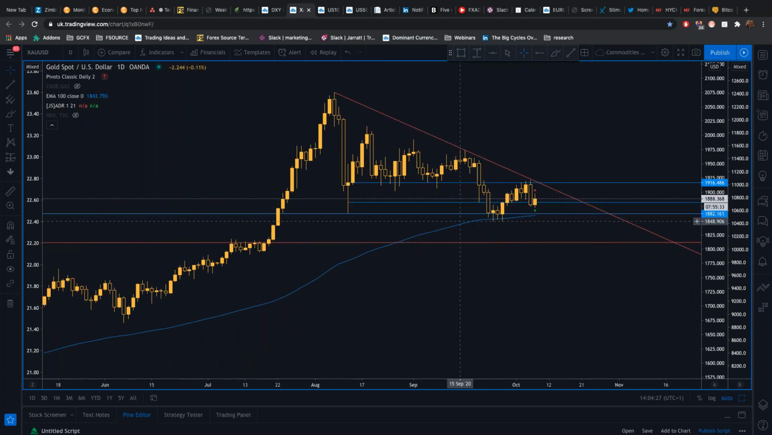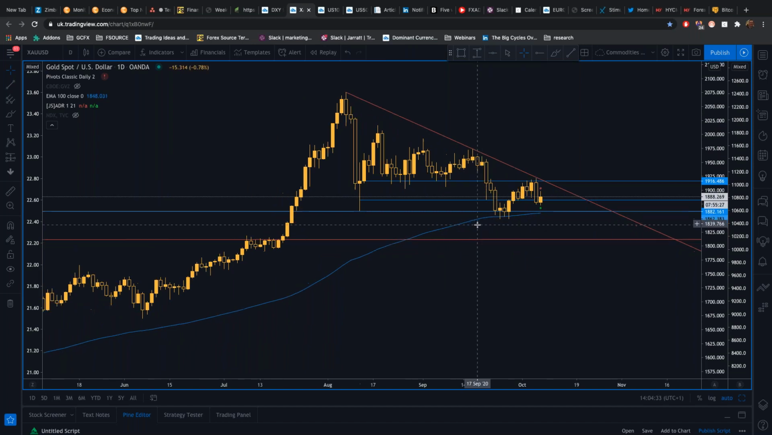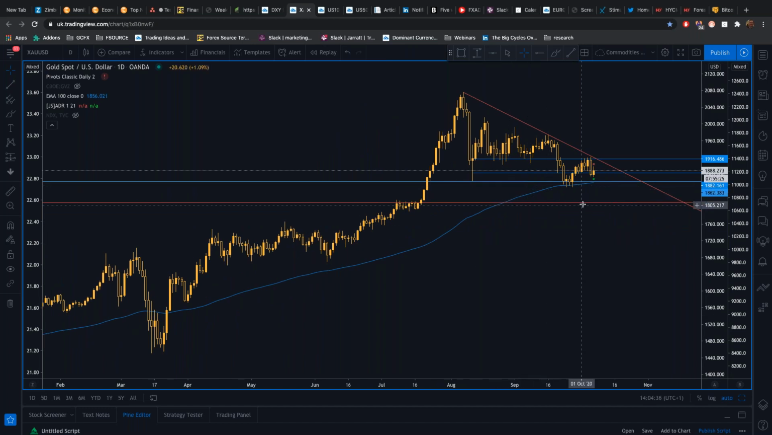So entering at market, stops below 1838. 1840 is a pretty good place to enter, or the other great entry place would be here around the 1800, 1820 level, with stops just around 1780. So entering at market, stops there, or if those stops get hit, entering here, stops just around that area. So that's the way I'd look at it.